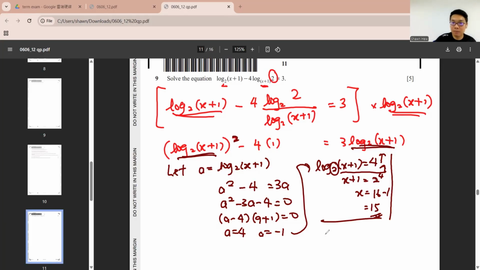Then the next, power thrown here. Here, move up. -1 over 2. So if we substitute back here, -1 over 2 plus 1 is a positive value. So this value is also accepted. So we have two final answers, 15 and -1 over 2.